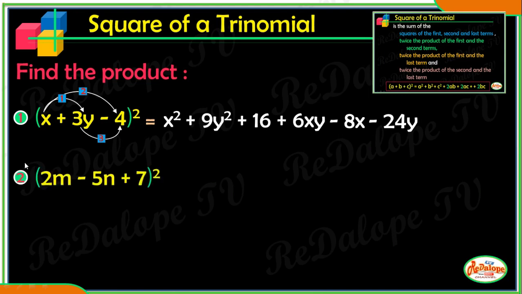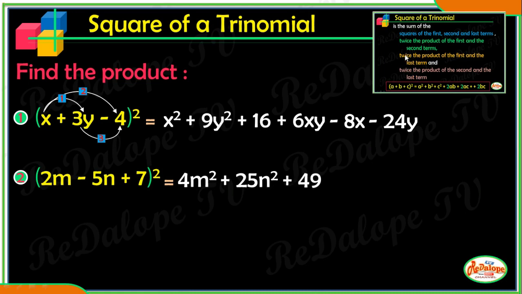The next problem we have is the square of 2m minus 5n plus 7, which is equal to the square of the first, the second, and the last term. So we need to square the first, the second, and the last term. So that is 2m times 2m, which is equal to 4m squared. Negative 5n times negative 5n, so that is positive 25n squared. 7 times 7, so that is positive 49.